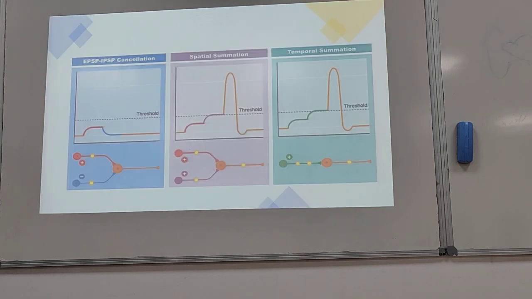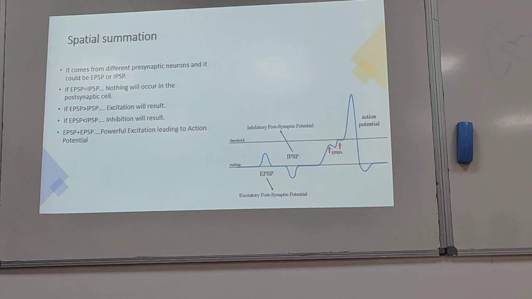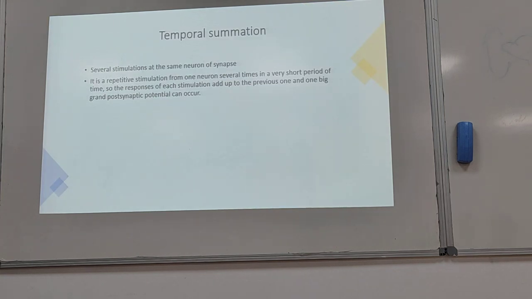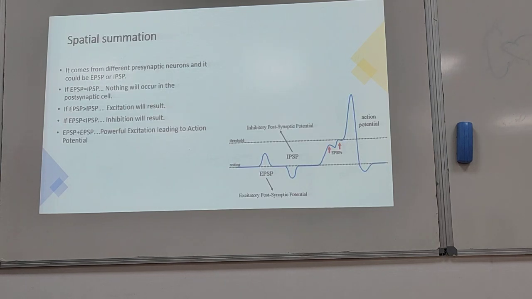So I am now writing the same thing for you, you see, you cannot do MCQ over here. So these two topics: temporal summation, spatial summation. Summation means to make jama, to add something. There are two types, temporal summation and spatial summation. So what is temporal summation? Several stimulations at the same neuron of the synapse. It is repetitive stimulation from a single neuron multiple times. Muhammad, Muhammad, Muhammad. You understand? Or we say together, what will be the name?